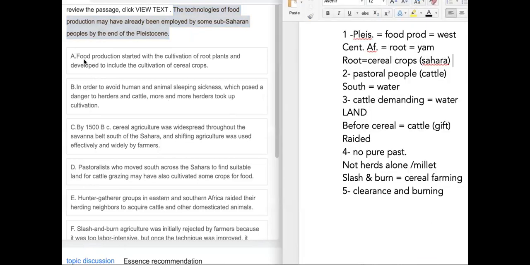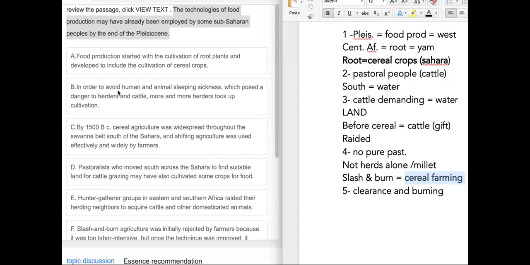Here we go. Food production started with the cultivation of root plants and developed to include cultivation of cereal crops. Oh, look at this. We have root, we have cereal, right? It started with the root, developed into cereal. And I know we've got some cereal mentioned down here too, right? The cereal farming. So I can't eliminate that yet. That seems like it's going to be a good one, okay?